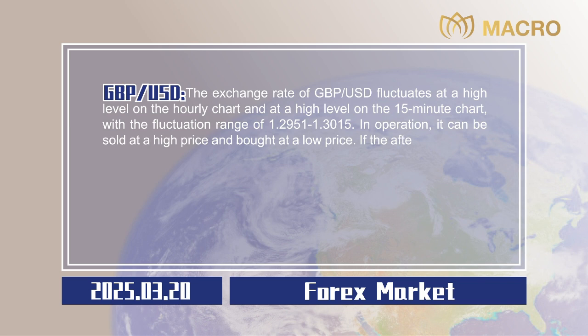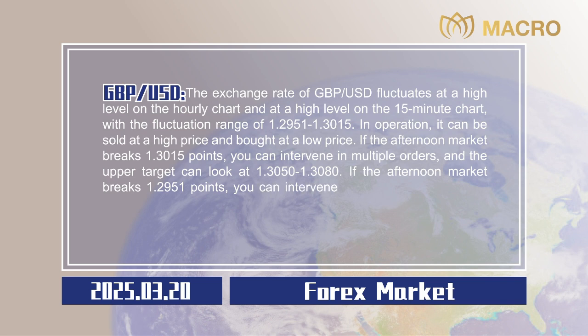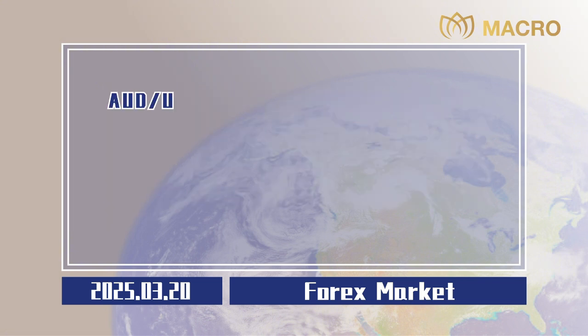If the afternoon market breaks 1.3015 points, you can intervene in multiple orders, and the upper target can look at 1.3050 to 1.3080. If the afternoon market breaks 1.2951 points, you can intervene in empty orders, and the lower target can look at 1.2910 to 1.2880. Stop losses are all 20 points, 0.0020.